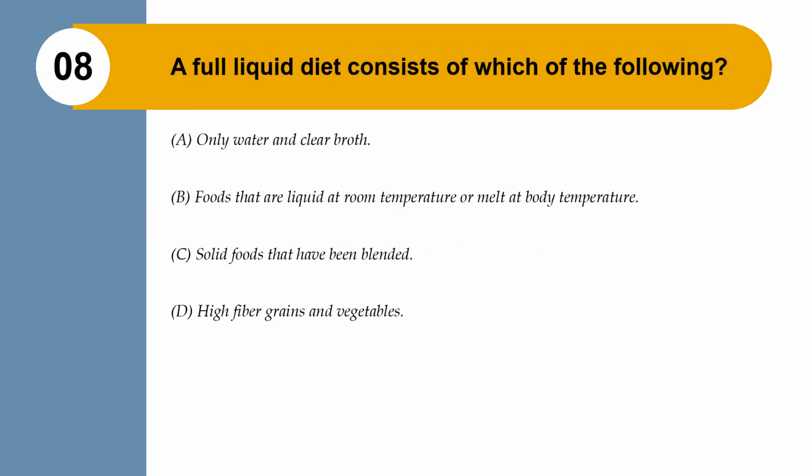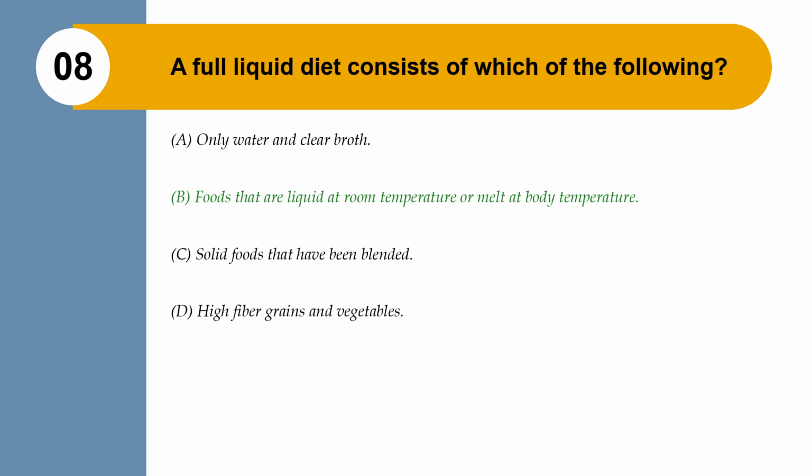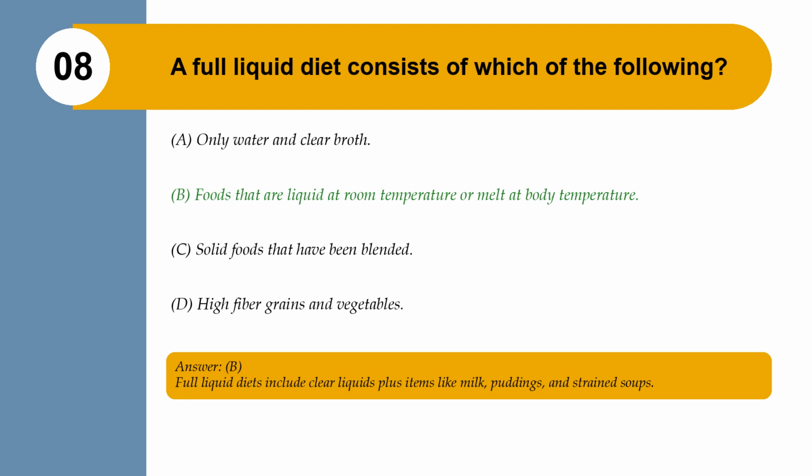Question 8. A full liquid diet consists of which of the following? Option A. Only water and clear broth. Option B. Foods that are liquid at room temperature or melt at body temperature. Option C. Solid foods that have been blended. Option D. High-fiber grains and vegetables. The correct answer is option B. Foods that are liquid at room temperature or melt at body temperature. Explanation. Full liquid diets include clear liquids plus items like milk, puddings, and strained soups.